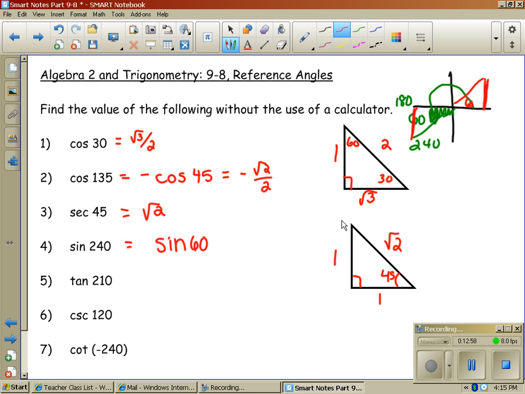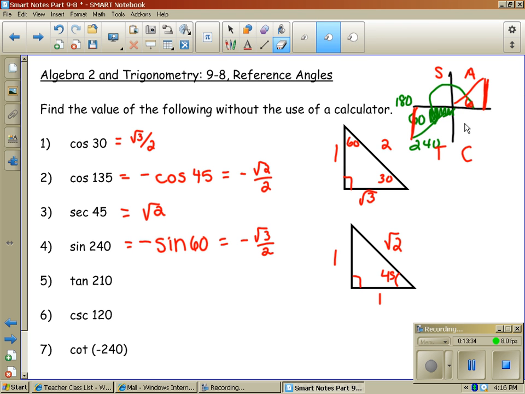We have to talk about, is it positive or negative? In the third quadrant, tangent is positive, which means that sine and cosine are negative. So the sine is going to be negative in the third quadrant. So the sine of 240 degrees is equal to the negative sine of 60 degrees. Sine of 60, memorize or go to your triangle. Sine is opposite over hypotenuse, so our answer is negative square root of 3 over 2.